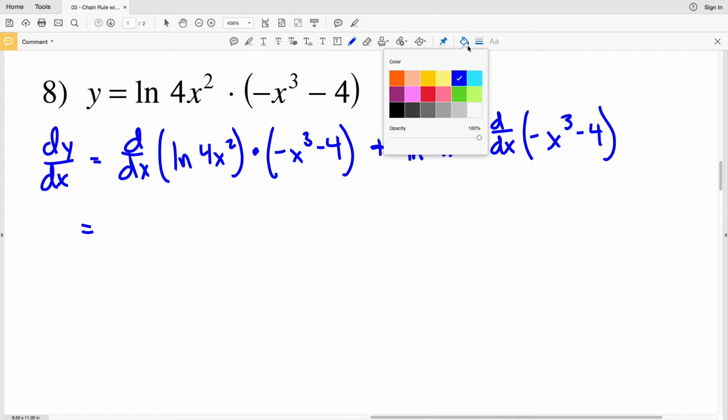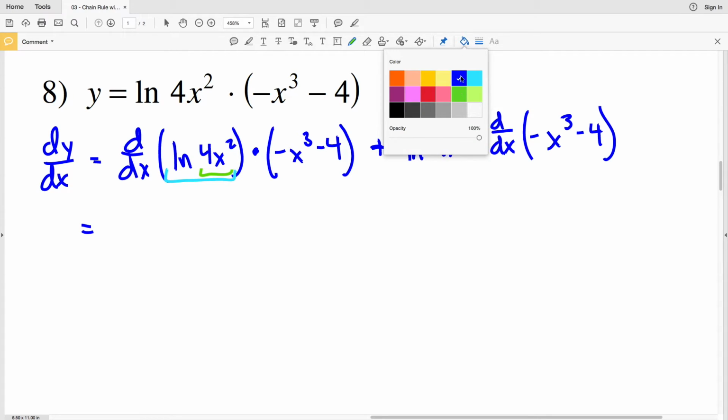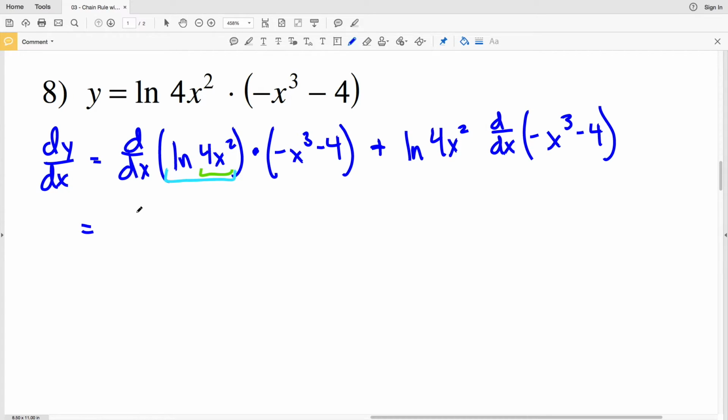So we have the derivative of the ln of 4x squared. So the ln is our outermost function and 4x squared is our innermost function. So the ln, that derivative will be 1 over 4x squared, and then we're multiplying that by the derivative of 4x squared, which is 8x. And remember that all gets multiplied by that second function of negative x cubed minus 4.